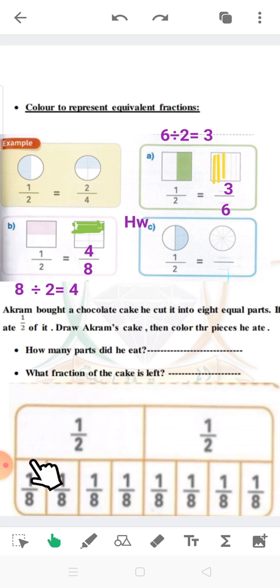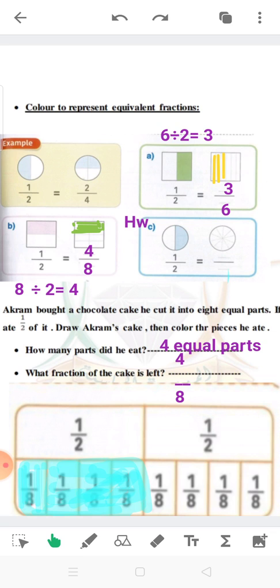So he ate 1/2 of it. So he ate 4 parts. I'm gonna color 4 parts. So how many parts did he eat? 4 equal parts. What fraction? You should differentiate between when I ask about how many, so I'm asking about a number. When I ask about what fraction, I'm asking about a fraction. So I'm gonna write a fraction. How many parts? 4. All of the parts are 8, so it's 4/8.